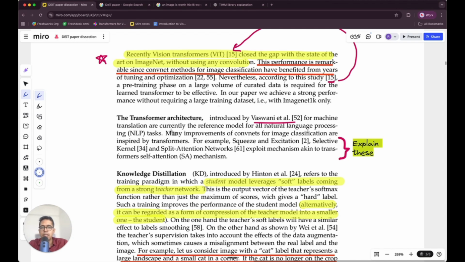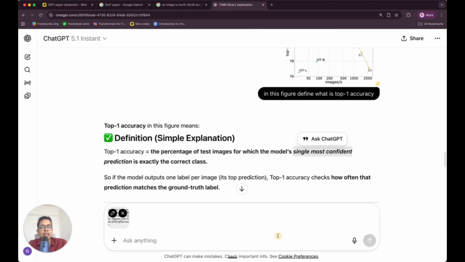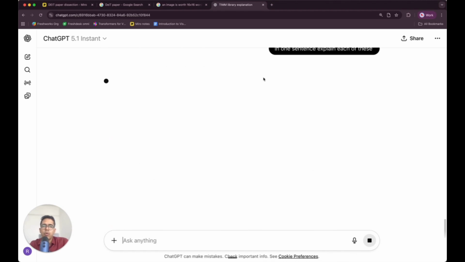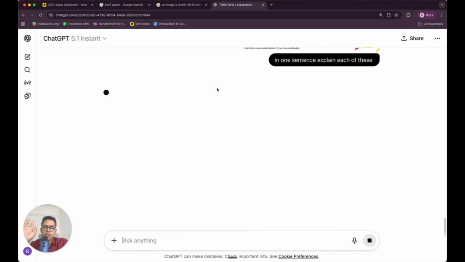So these terms are kind of new to me. So I have put a screenshot into ChatGPT and asked it to briefly, in one sentence, explain what each of these are. I don't want to go too much into detail, but just would like to know what each of them are.